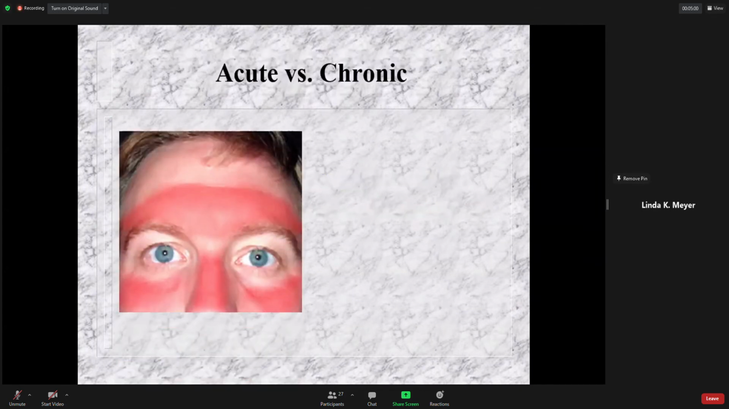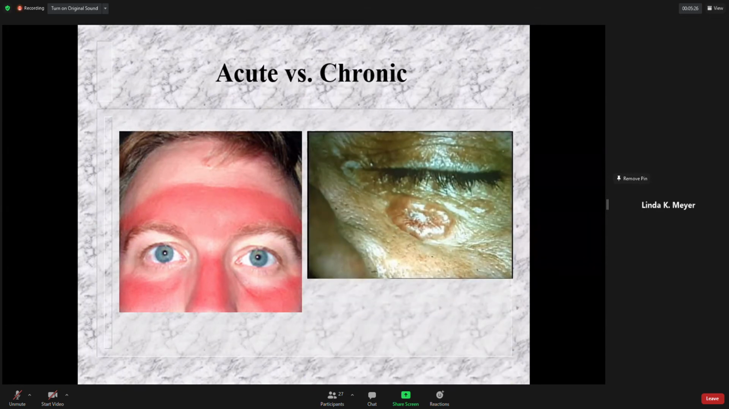Okay, some examples would be acute ionizing radiation or UV radiation can be classified as an acute stimulus. It can also be classified as a chronic stimulus. Here's just someone who was out in the sun and got a sunburn as a consequence of that intense exposure to the sunlight. Or over time, someone could develop some kind of skin cancer that's related to long-term exposure to the sun.